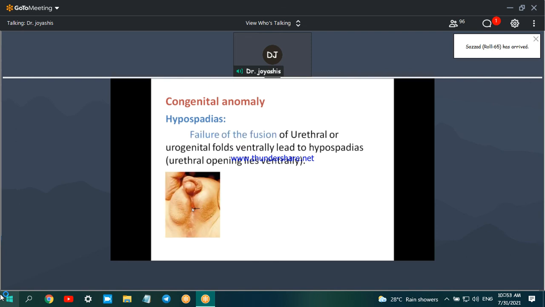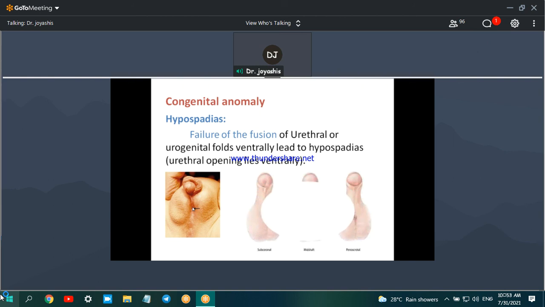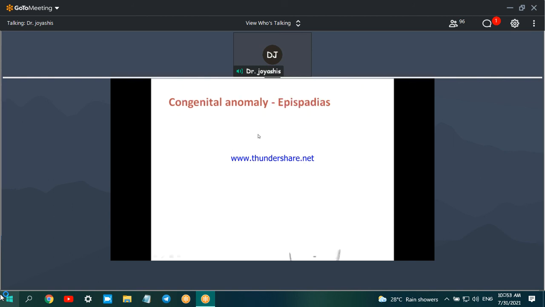Failure of the fusion of urethral or urogenital folds can lead to hypospadias. This is the separate variety of the epithelia. This is the corona. This is the mid-shaft of the penis. The urethral opening here. This is penoscrotal. The junction of the penis with the scrotum. Here the urethral opening. In this case, the prepuce should not be incised. The foreskin or prepuce should be kept for the surgical requirement.